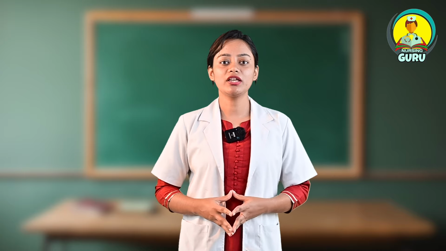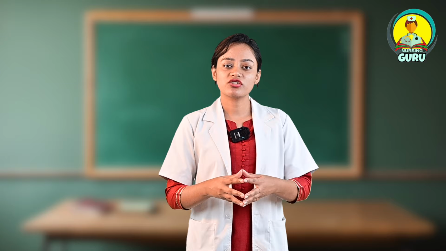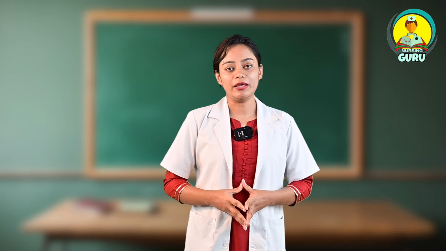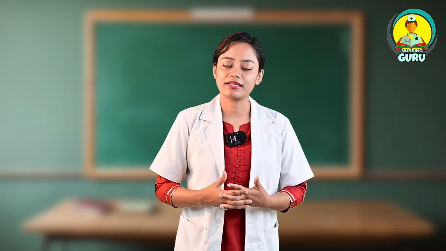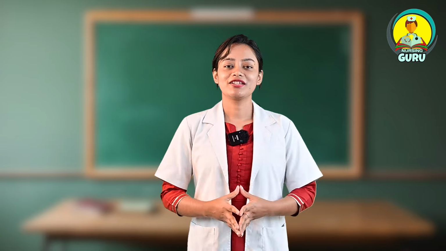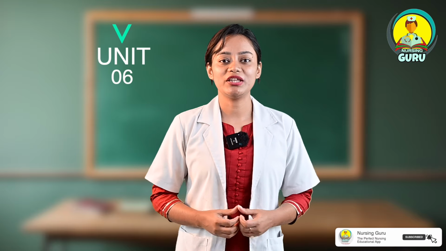Also you will be having a few chromosomal abnormalities. Under that, two will be very important. The first one will be Down syndrome and the second one will be Turner syndrome. So next we will move on to unit 6.